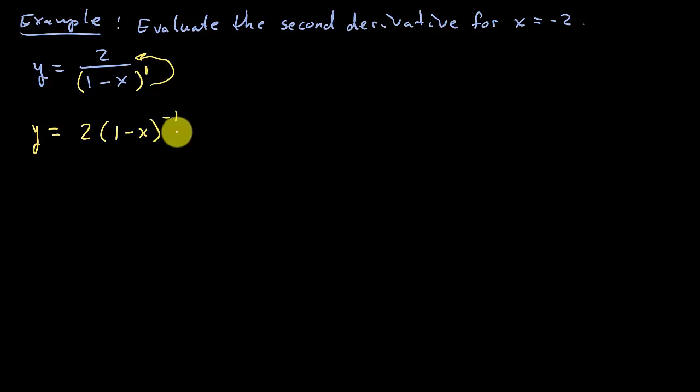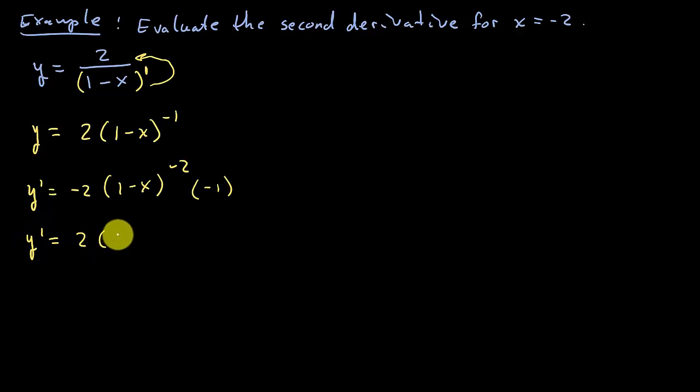So now let's take the derivative of this using the chain rule. And so I'm going to get y prime, so the negative 1 comes down, so negative 1 times 2 is negative 2 times 1 minus x to the negative 2, times the derivative of what's inside the parentheses. So the derivative of 1 minus x is negative 1, and so I get y prime is 2 times 1 minus x to the negative 2.